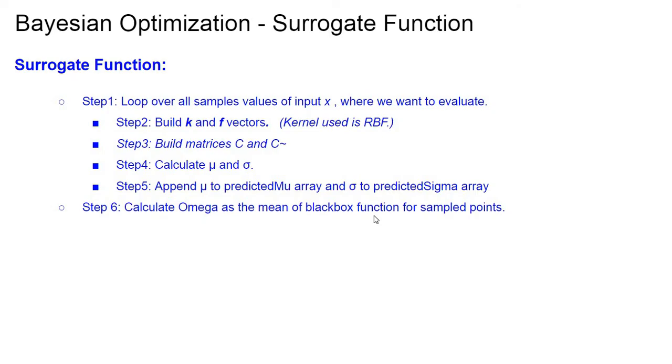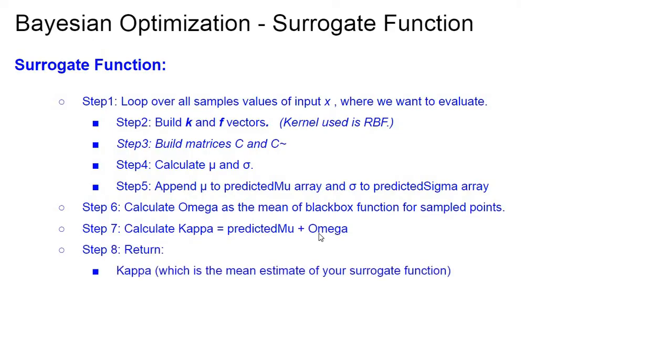Okay, so remember, there is a set of points we have sampled, and we would be applying the black box function for it and extracting the value returned by the black box function for each of the points, and that particular mean is what we're going to store as omega. Once we have the mean, which we're terming omega, we're going to calculate kappa, which is nothing but the predicted mu, which is coming from all our for loops. So this is an array, and then plus the omega, this is a scalar value. Then we return both kappa and also the predicted sigma, which actually carries the variance estimation for our surrogate function.